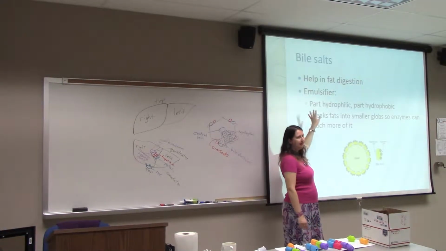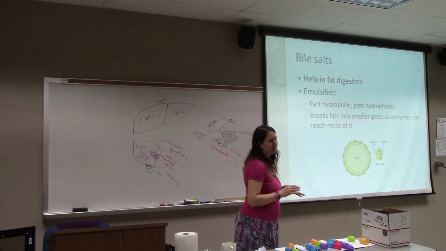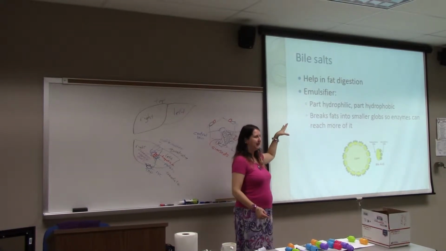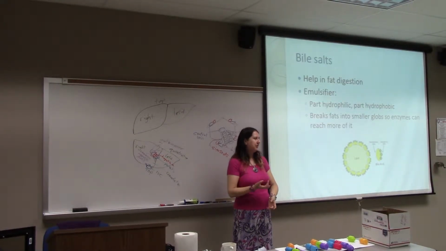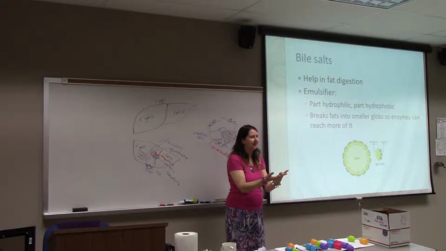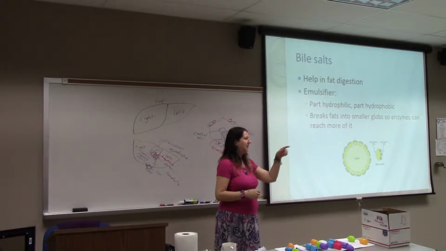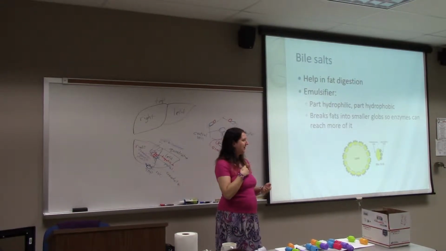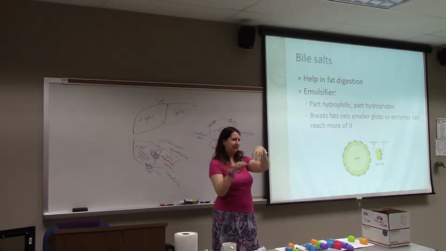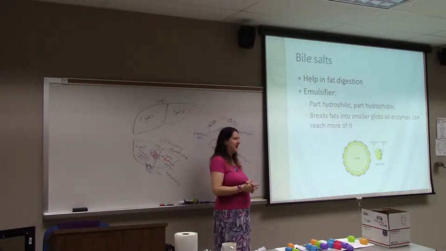Bile helps with fat digestion, but it's not an enzyme. It's not going to actually break anything down into smaller molecules. What it does is called emulsification. It's part hydrophilic, part hydrophobic, and that means it can make water and fat talk to each other. Can anyone think of other molecules that are like that? Yeah, phospholipids, they use that property to put the lipids together as a barrier and talk to the body fluids inside and out. How about one that you probably have already used today?